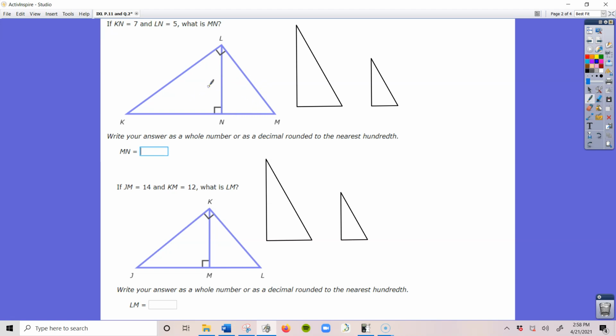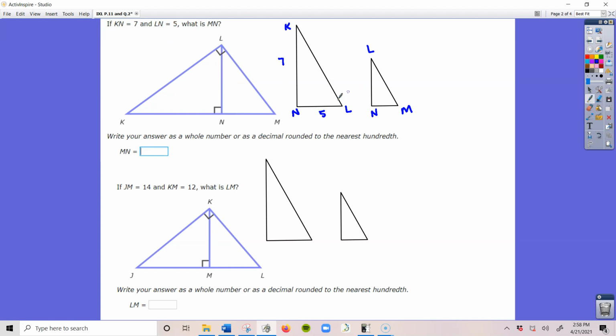So this big one, that's N where the 90 degrees is, L is on the other side, and then the height would be K. In this little one, this one is easier to see because it's the same orientation. This is N, this is M, and this is L. So now we label. KN is 7.